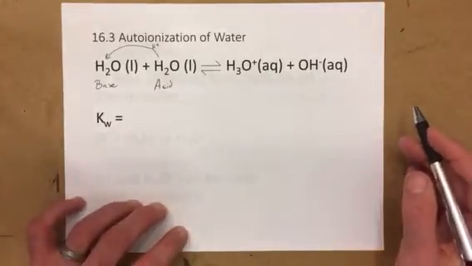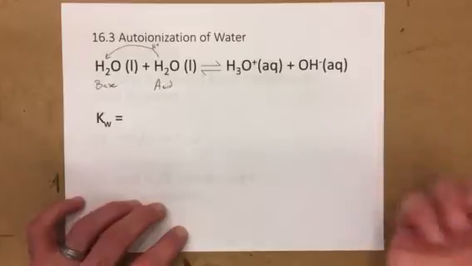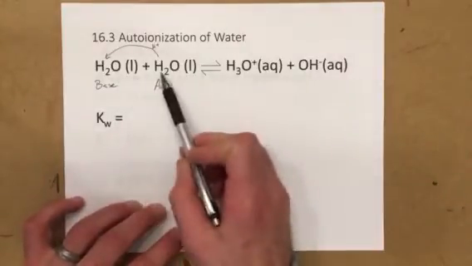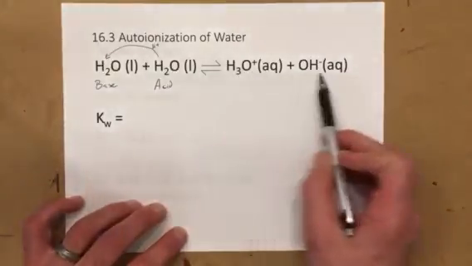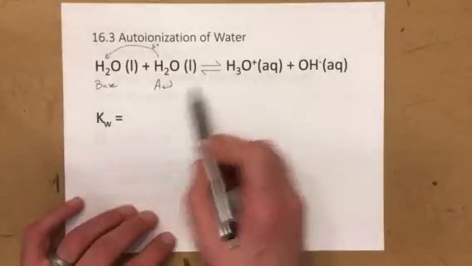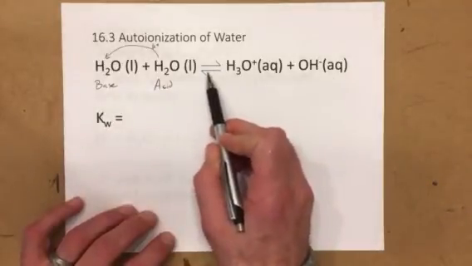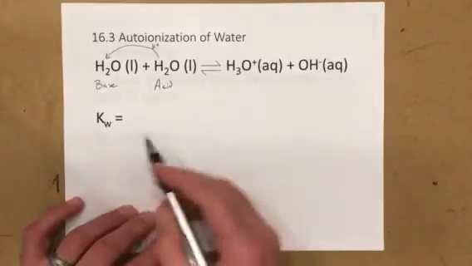So when you have water, that water can turn into hydronium and hydroxide, and it does this. When you have a sample of water, most of it's still H2O, but a small percentage of it is hydronium and hydroxide. It ends up being an equilibrium, so this reaction can happen in both directions, and so we can write out an equilibrium expression.